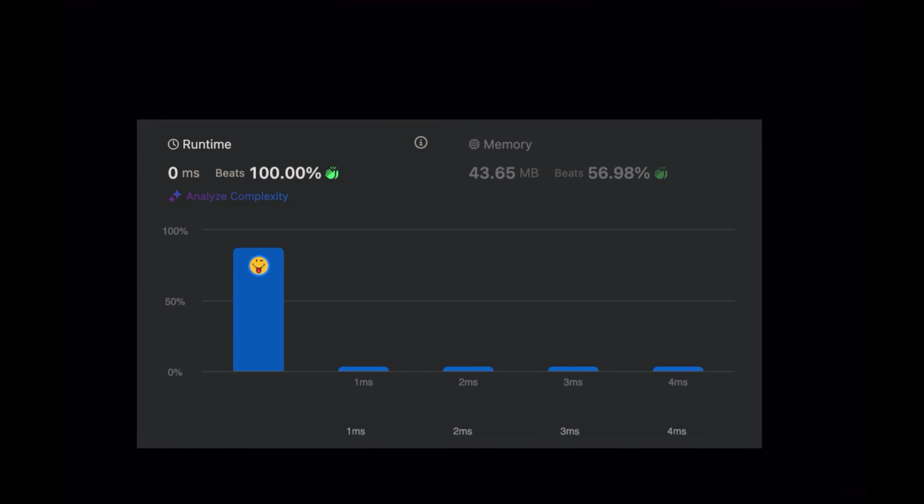This code, when submitted on LeetCode, beats 100% of the submissions in terms of runtime and nearly 57% in terms of memory.